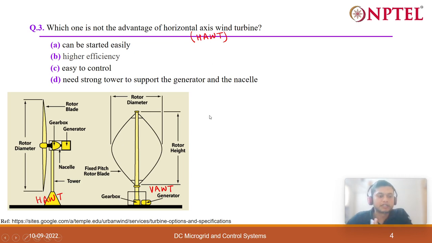If you see the horizontal axis wind turbine, the rotor blades rotate on a horizontal shaft, while in the vertical axis wind turbine, the rotor blades rotate on a vertical shaft. The horizontal axis wind turbine is generally used for higher power ratings.